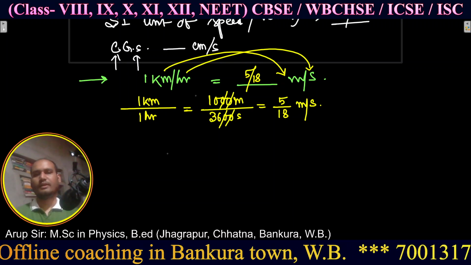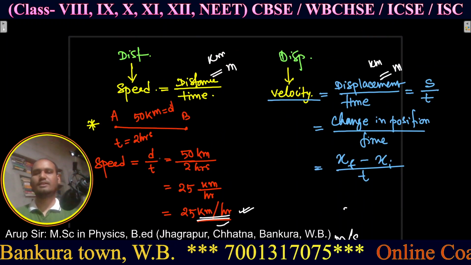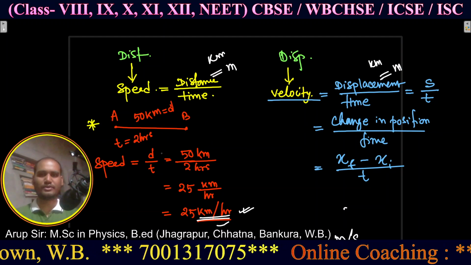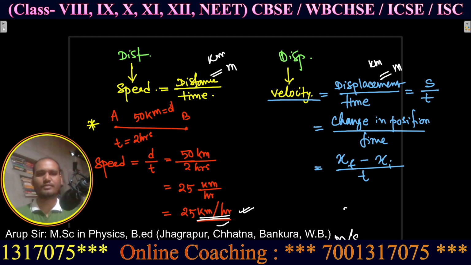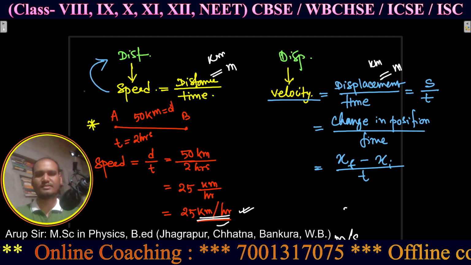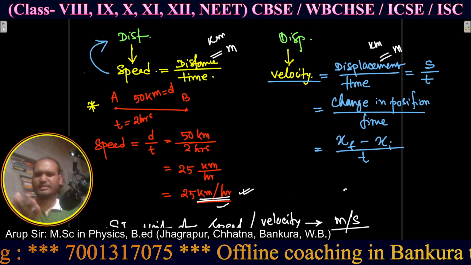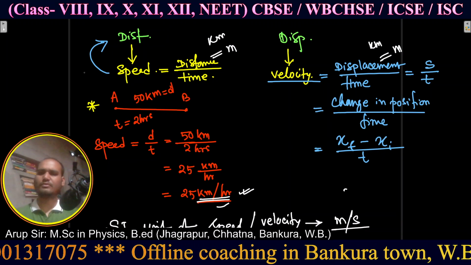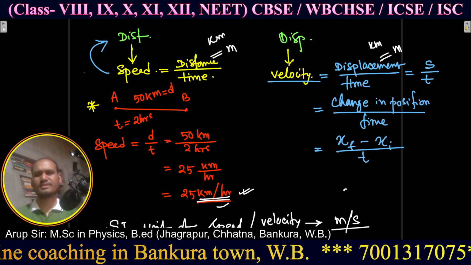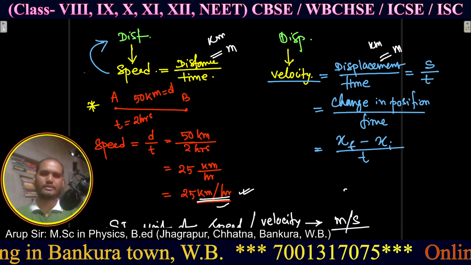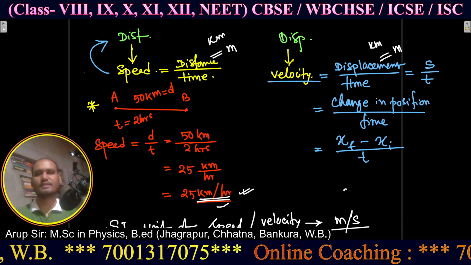Now which one is a scalar quantity and which one is a vector quantity, means which one depends on direction and which one does not. Since speed is coming from distance, and distance is a scalar quantity, you all know distance does not depend on the path or the direction. So this is why speed is also a scalar quantity.